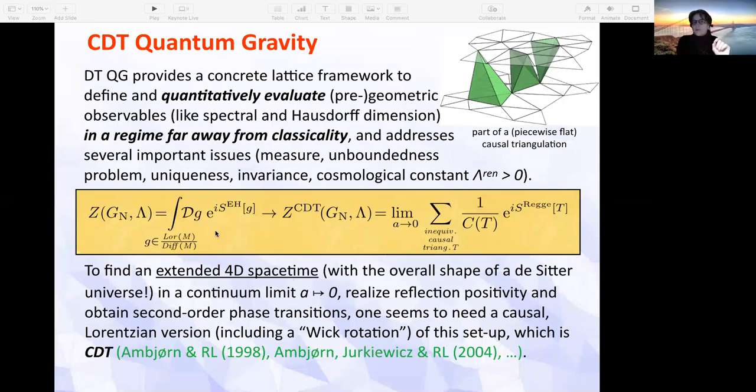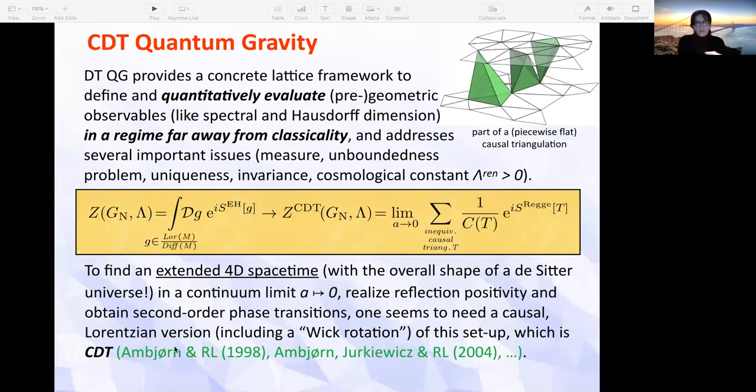Well, various nasty things that seemed to be in the way of good, interesting results coming out of the Euclidean formulation seem no longer to be present in the causal formulation. And in particular, what one finds, if one sits in an appropriate region of the phase space of the model, is an extended four-dimensional space-time with the overall shape of a de Sitter universe. So that's even more exciting because it smells like a good classical limit. And of course, everything is evaluated in a continuum and scaling limit where the lattice regulators are taken to zero or infinity. So the model itself has various other nice properties.